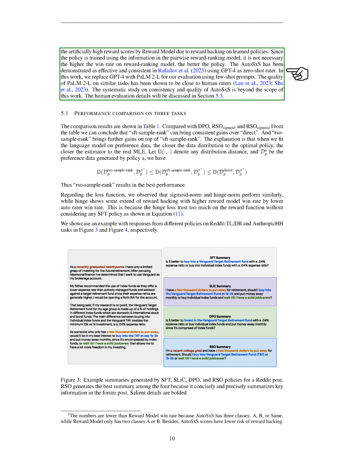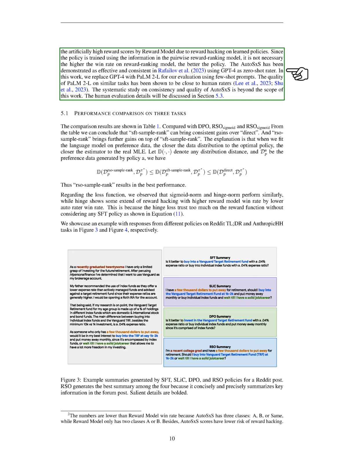The purpose of the PaLM-2L few shot side-by-side is to prevent artificially high reward scores due to reward hacking on learned policies. Since the policy is trained using the information in the pairwise reward ranking model, a higher win rate on the reward ranking model doesn't necessarily mean a better policy. The PaLM-2L few shot side-by-side has proven to be effective and consistent when using GPT-4 as a zero-shot rater. In this work, we replaced GPT-4 with PaLM-2L for our evaluation using few-shot prompts.